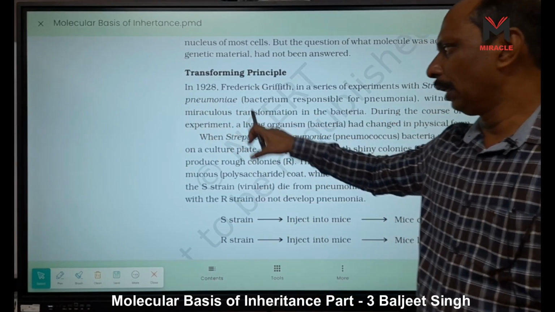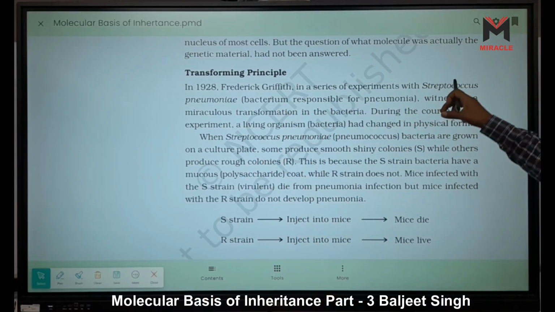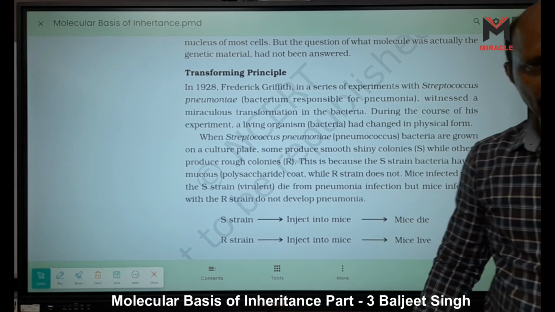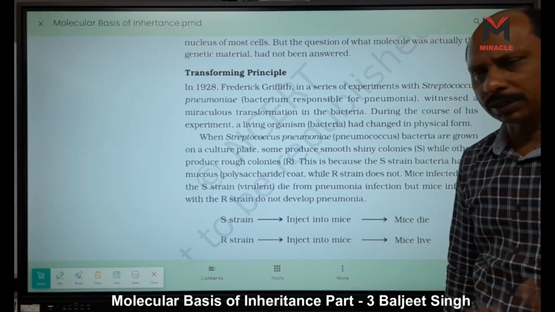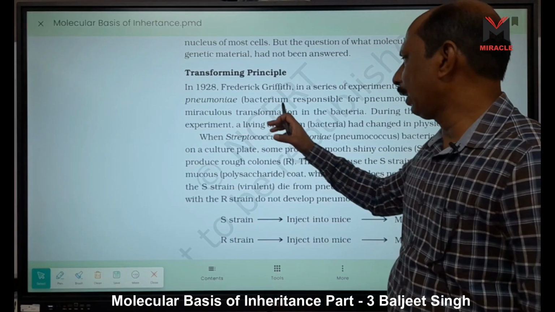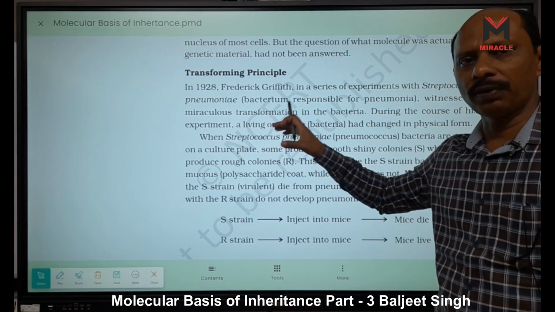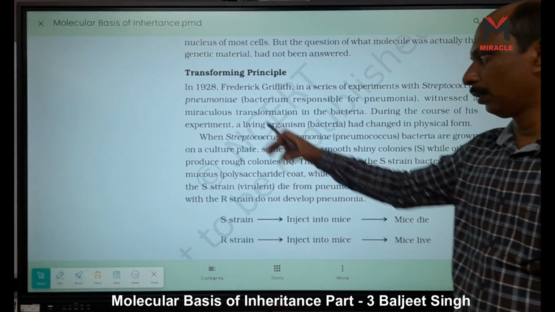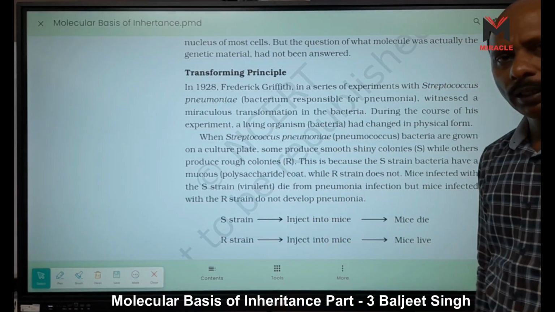Streptococcus pneumoniae, right? Responsible for pneumonia. Streptococcus means a chain-like structure is formed. This chain is made up of cocci, and coccus means a circular structure, right? The bacterium responsible for pneumonia witnessed a miraculous, wonderful transformation, right?